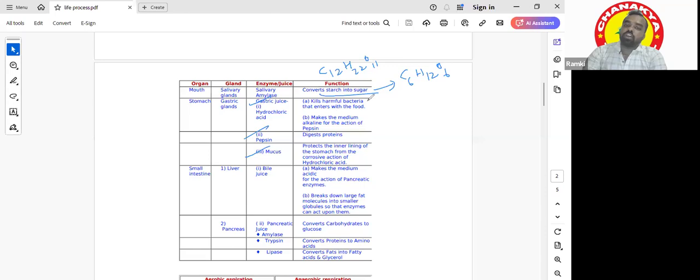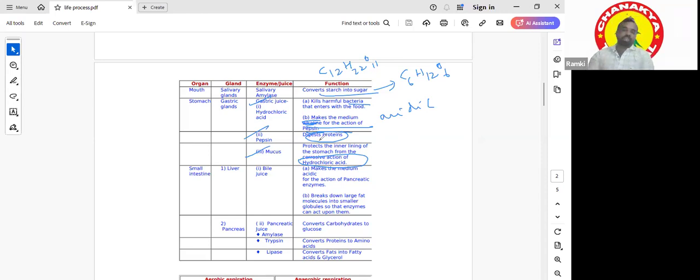Then the gastric gland. The stomach secretes gastric juice, which consists of hydrochloric acid, pepsin, and mucus. The hydrochloric acid kills the bacteria and makes the medium acidic for pepsin. Then pepsin digests the protein. Mucus protects against the corrosive action of hydrochloric acid.